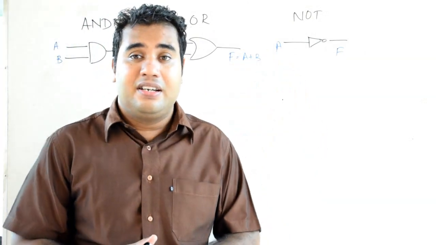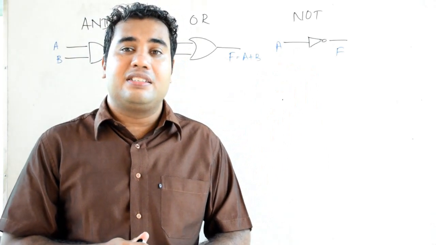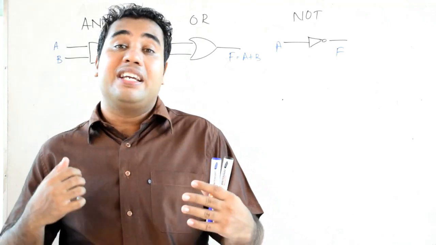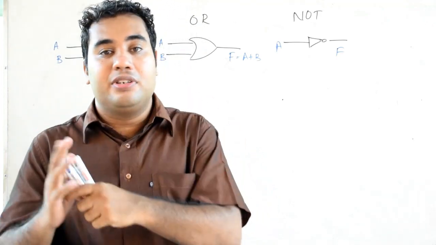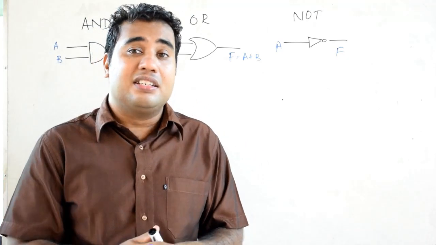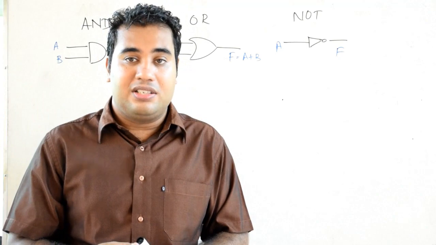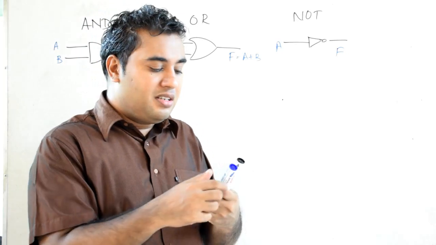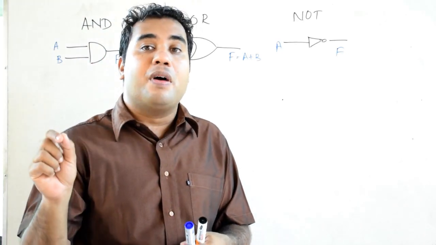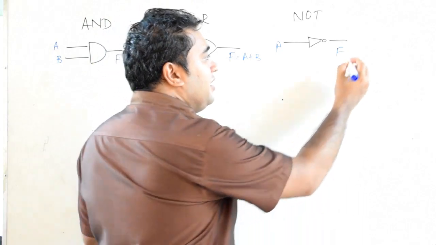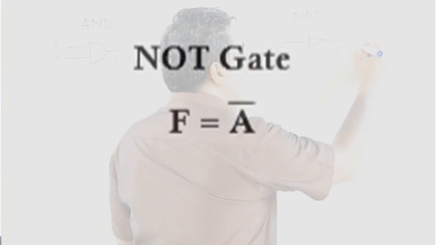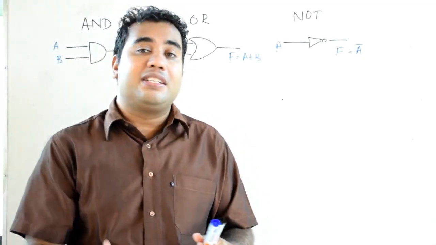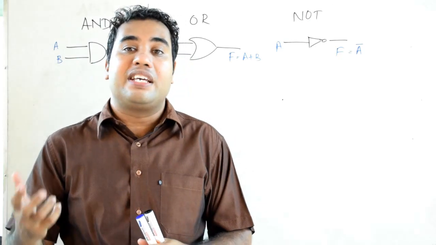So this NOT gate. The functionality of a NOT gate is, it inverts the input provided. If it gets 1, it converts that into a 0. If it gets a 0, it converts that into a 1. That is what it does. So we represent that by an overbar or a dash. So you write it as A bar. That is the input provided to that gate. A is the input, so the output is A bar.